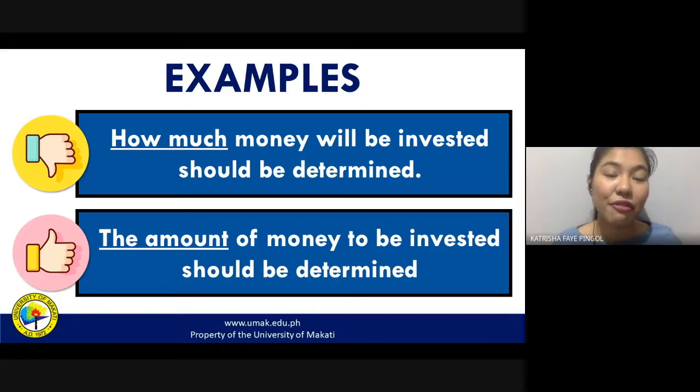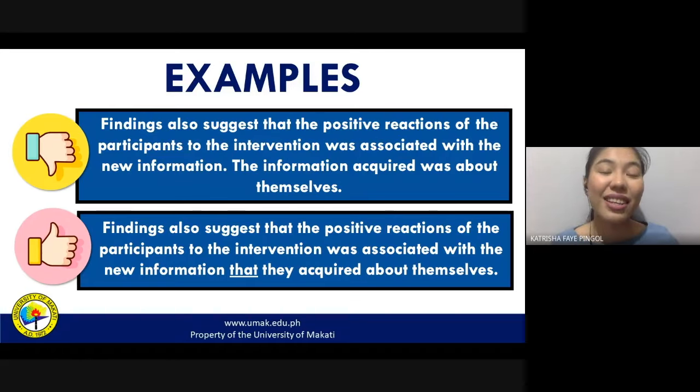As you can see on the first sentence, how much money will be invested should be determined. The phrase how much was replaced with the phrase the amount on the second sentence. And the second sentence is considered to be more formal in nature. Now this technique is simply us replacing phrases like how much with a noun-based phrase. We transform phrases that are introduced with WH questions into noun-based phrases. So instead of saying how much, you say the amount. Let's take a look at this next example.